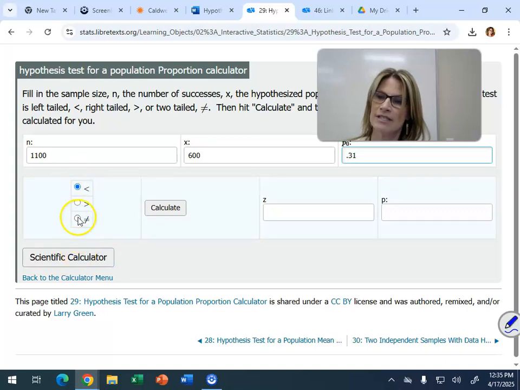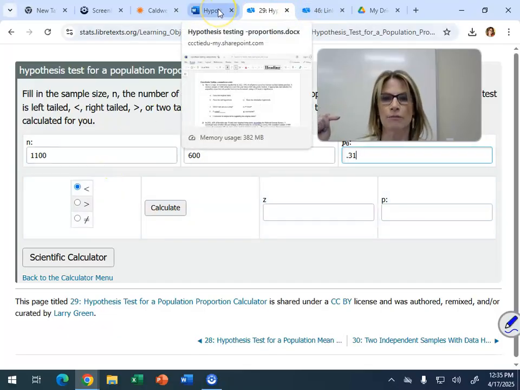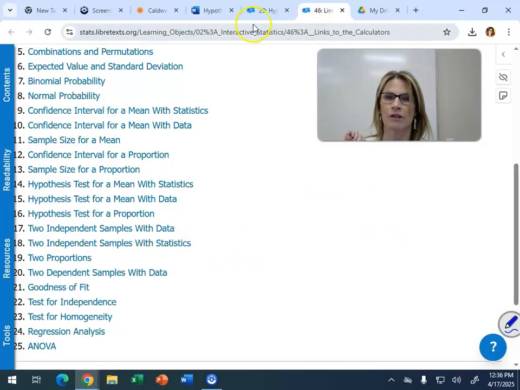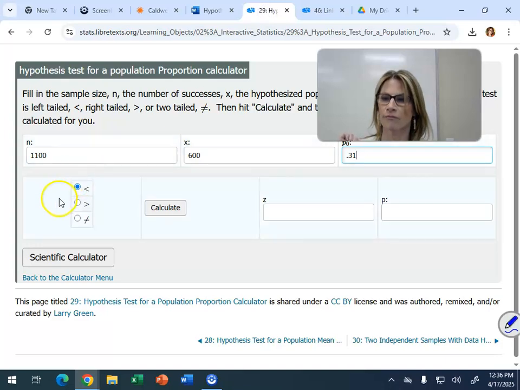You'll look over here to the side, and you'll notice that none of these have an equality mark. That means that this is your alternative. So go back and look at your question. The alternative is greater than. We do not give 2 cents what the claim says. We care about the alternative. The alternative says greater than. So go back over to your calculator, and you're going to pick greater than.